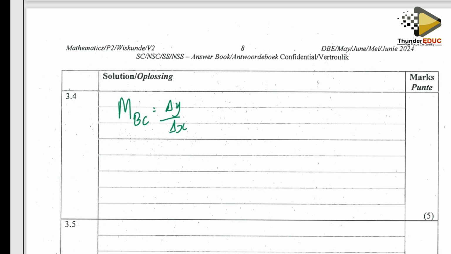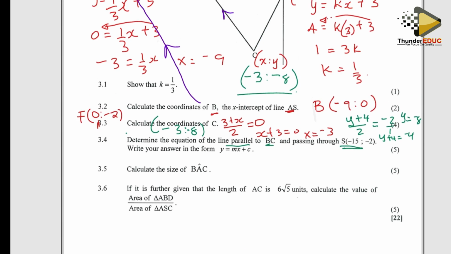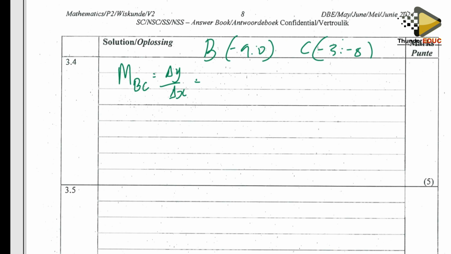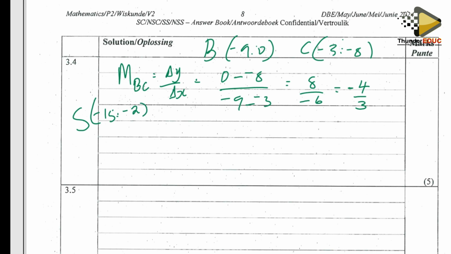So we said the gradient of BC is change in y over change in x. We had (-9, 0) for B, and then the C coordinates were (-3, -8). To get the gradient, I'm going to say 0 minus negative 8 over negative 9 minus negative 3. That becomes 8 over negative 6, which is the same as negative 4 over 3. Okay, since I've obtained my gradient, we were given point S, which was (-15, -2). So substitute this into y is equal to mx plus c, where we're looking for c. So negative 2 is equal to negative 4 over 3 multiplied by negative 15 plus c.